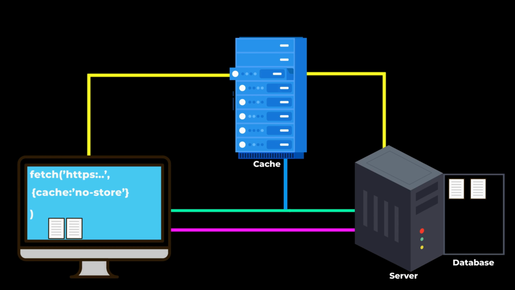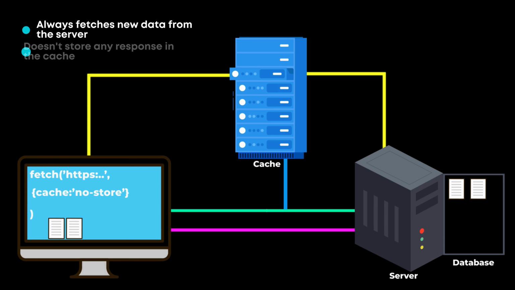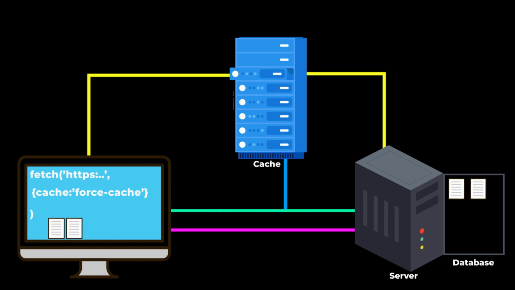And here is the point that you must remember when using this option object. First, it always fetches new data from the server, and it does not store any response in the cache. So using the cache no-store option, you can control the caching. That means whenever you don't want to store data in a cache but you want it directly from the server, use this option. Now next option is cache force-cache.